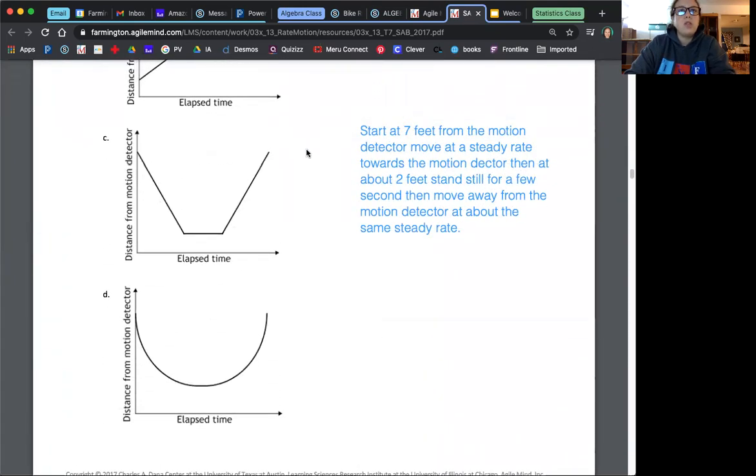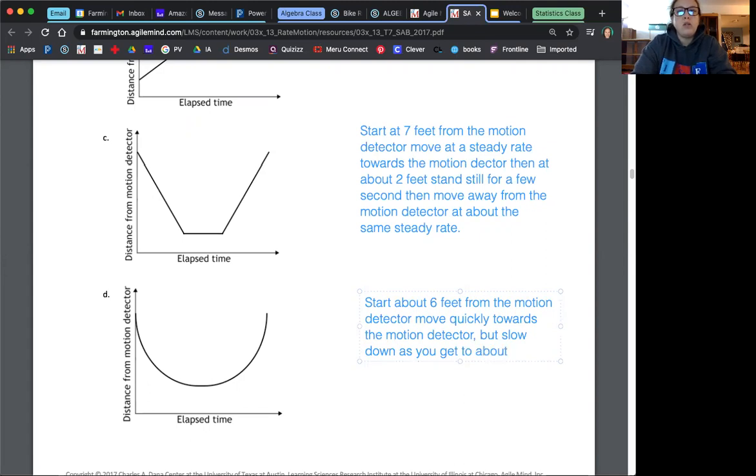So to write our description for this, I want you to practice it first, pause the video, write out your answer, and then unpause to see if you got it correct. So we want to start about 6 feet from the motion detector, move quickly towards the motion detector, but slow down as you get to about 2 feet. Then speed up as you move away from the motion detector. Okay, so that's my answer, is that we're going to start out fast, we're going to slow down moving towards, and then we're going to speed up moving away.